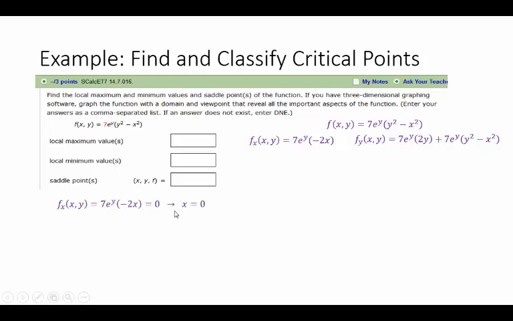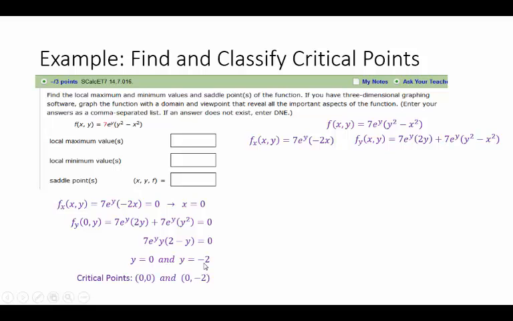We'll set fx equal to 0, and we see that the only way that'll happen is when x is equal to 0. And what we can do is take this x value and put it into fy, and then set that equal to 0. So when we put 0 in for x and set fy equal to 0, we see that y is equal to 0 and y is equal to negative 2. So that's going to give us two critical points: a critical point where x is equal to 0 and y is equal to 0, and a critical point where x is equal to 0 and y is equal to negative 2.